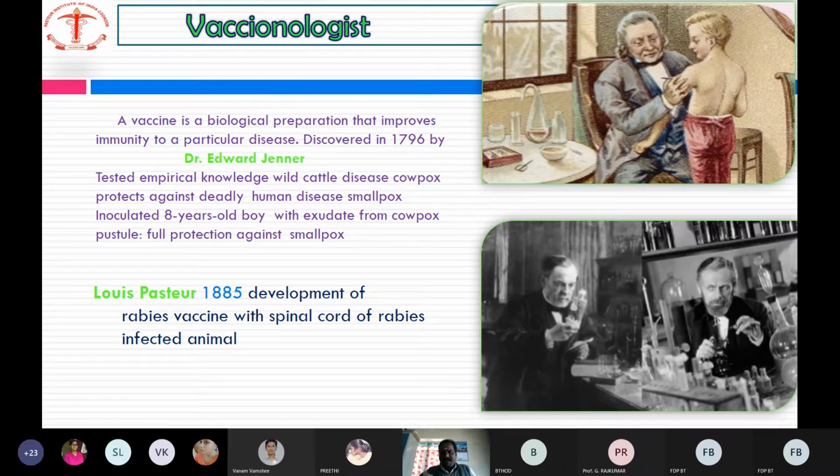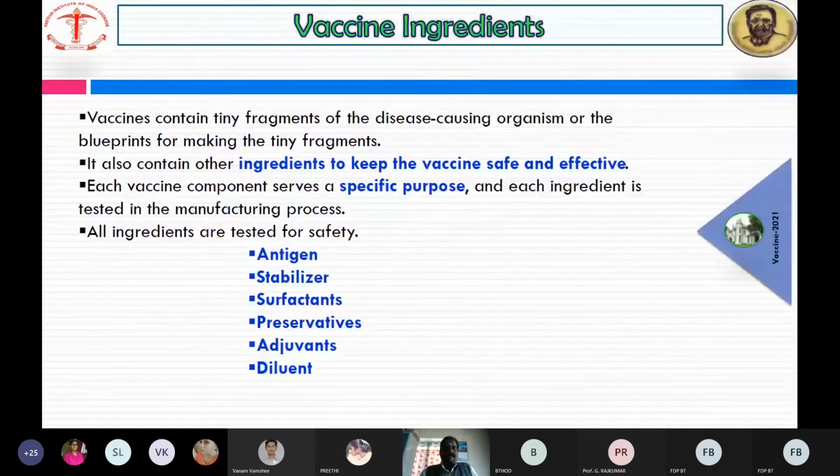He took that spinal cord and dried it in sunlight. The sunlight-dried vaccine he gave to a particular person, and the person died. Secondly, that spinal cord was dried with sodium hydroxide. Sodium hydroxide is what we use as a detergent. With that sodium hydroxide-dried spinal cord, he developed a vaccine. It was given to a person called Joseph Meister. So these are the great vaccinologists who contributed to the development of different kinds of vaccines.